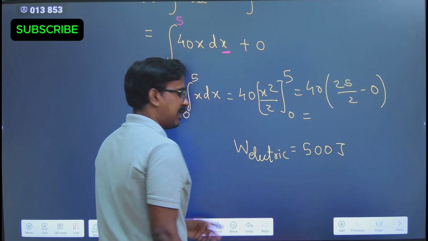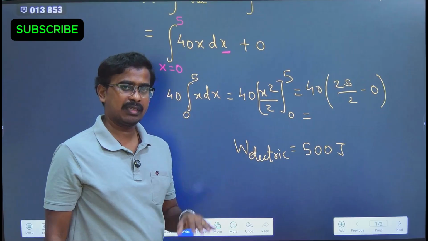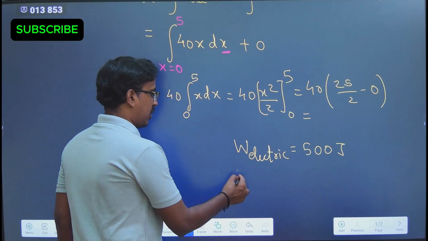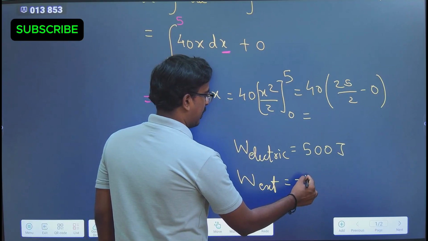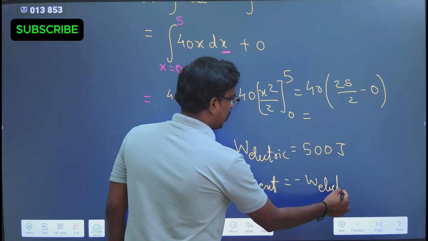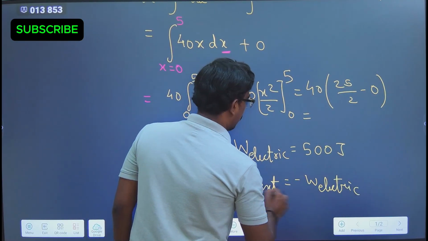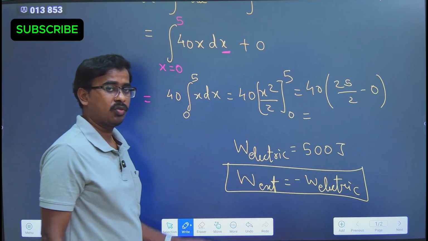But as I said, in the question they didn't mention electric or external, so you need to mention both. It's not a big or difficult thing. External is nothing but minus of electric. This was asked as a 2-mark question in the 5-mark subdivision. 2 marks it was asked.